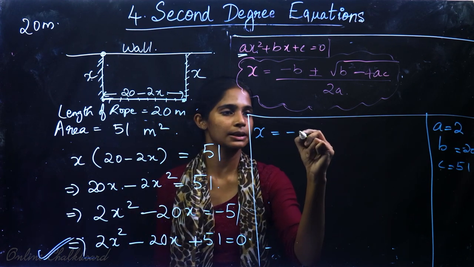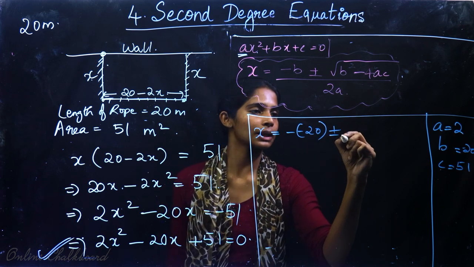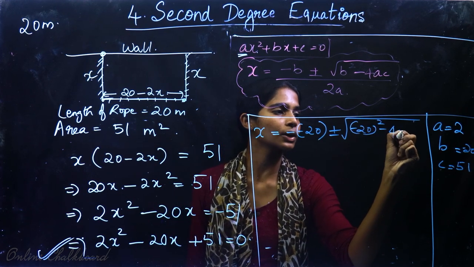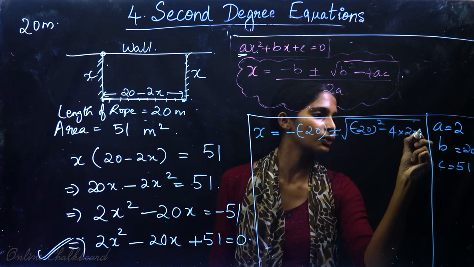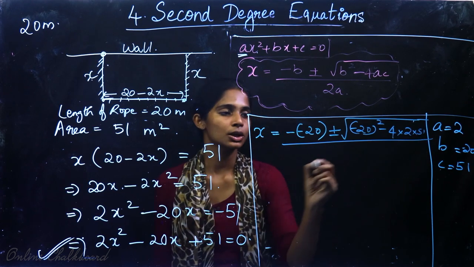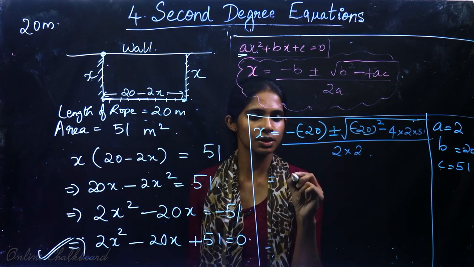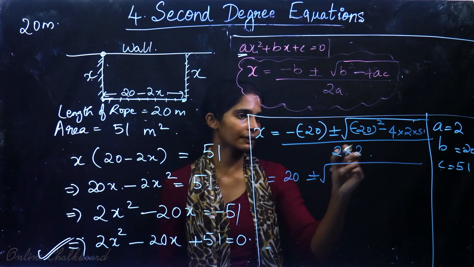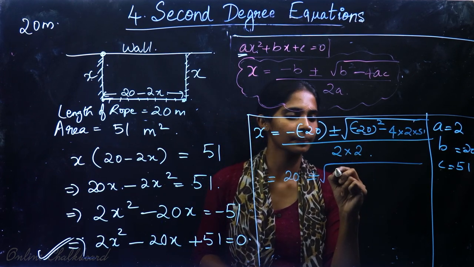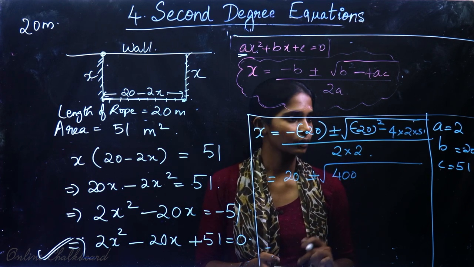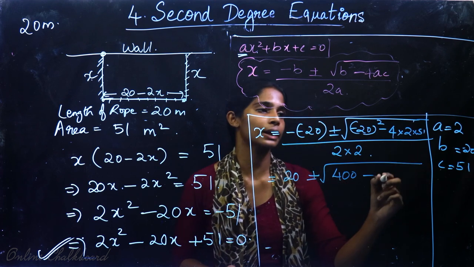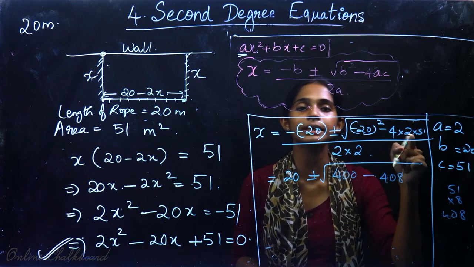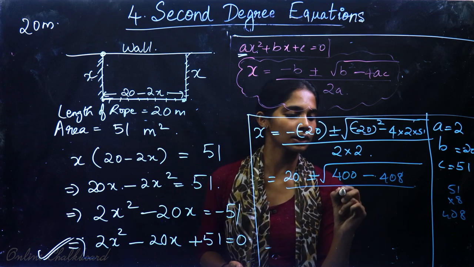So substituting, x is equal to minus B, so minus of minus 20, plus or minus root of B square, which is minus 20 square, minus 4 into A into C, so 4 into 2 into 51, the whole divided by 2A, that is 2 into 2. So this is equal to minus of minus 20, which will be plus 20, plus or minus root of. What do we get here? Minus 20 square will be again 400. 400 minus 4 into 2 is 8, and 8 into 51 is 408. So minus 408, divided by 2 twos are 4.